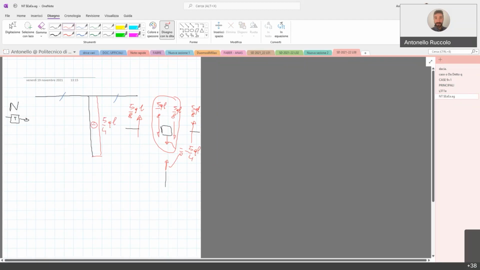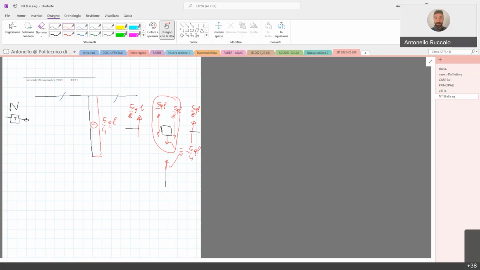Then obviously we have to ask ourselves every time we cut the structure everywhere, what are the three forces that each part of the structure is exchanging with the other one. In this case, there was also this force.